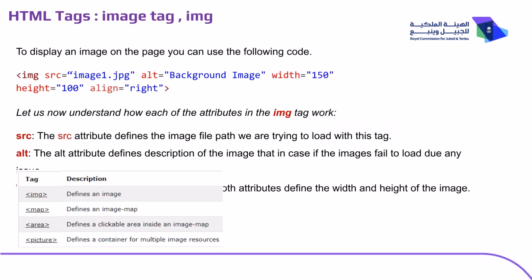The <img> tag is used to display an image. Essential attributes include src for the image path, alt for alternative text, and width and height to define the image size.